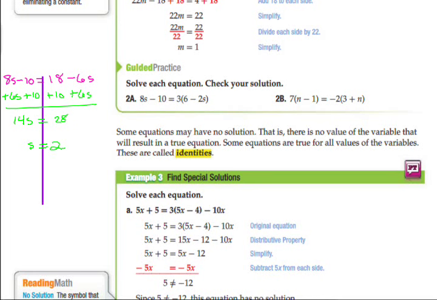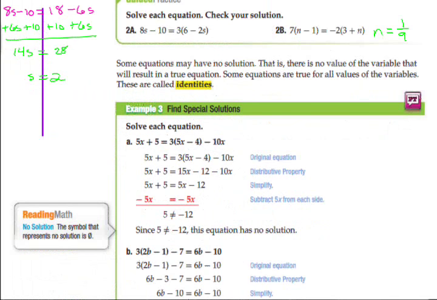You go ahead and pause the video right here, see if you can get 2b by yourself. Go ahead and pause the video now. All right, we're back. Hopefully for 2b, you got n equals 1/9. If you didn't, try again. If you still don't, let me know. We'll go over that one in class.